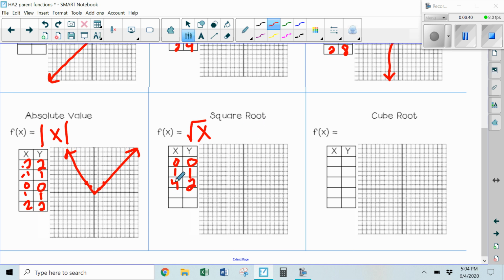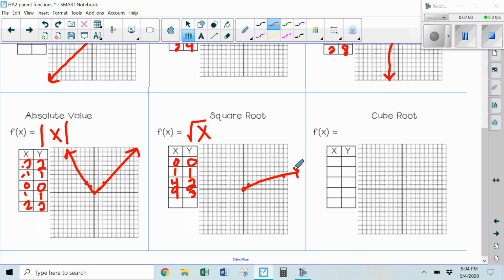I don't want 5 or 6 or 7 or 8, but 9 would be a great number to put in for x. Square root of 9 is 3. Our table only goes to 10, so let's just plot those. 0, 0, 1, 1, 4, 2, 9, 3. So the graph's going to look like that.